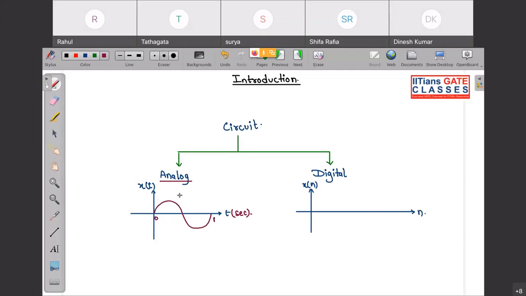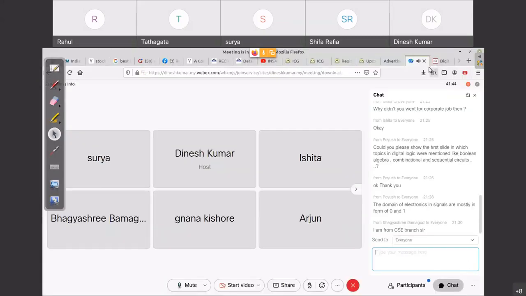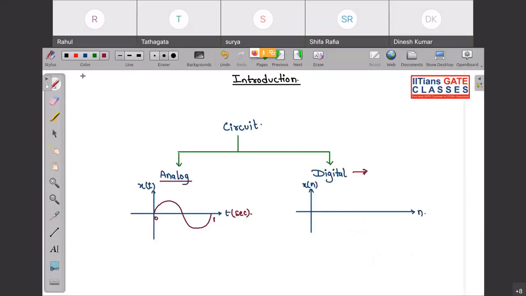But in digital circuit, what happens? First of all, can anyone tell me what is a digital circuit? Don't tell me that it is 0 and 1. I am from CSE branch, sir. Okay, CSE branch, that is okay. For computers, I will say it also. But don't tell me 0 and 1. I need a proper definition, a proper perspective of what you understand by digital signals or digital circuits.